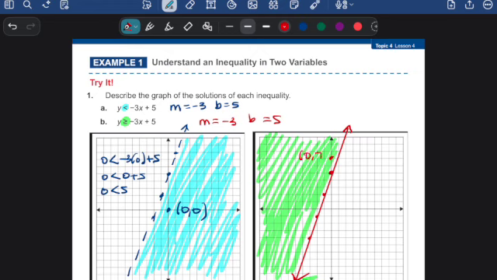0, positive 7. Let's plug that in to our inequality and see if it works. 7 is greater than or equal to negative 3 times 0 plus 5. 7 is greater than 0 plus 5. Yes, 7 is greater than or equal to 5. So that point is a solution. So then we would shade everything above the line.